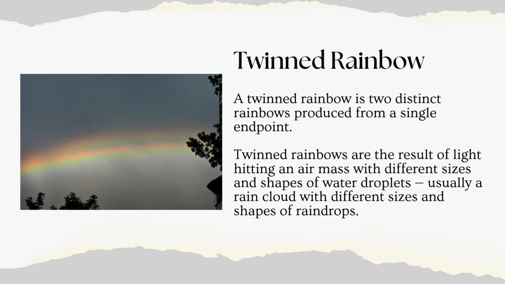Twinned rainbow. A twinned rainbow is two distinct rainbows produced from a single endpoint. Twinned rainbows are the result of light hitting an air mass with different sizes and shapes of water droplets, usually a rain cloud with different sizes and shapes of raindrops.